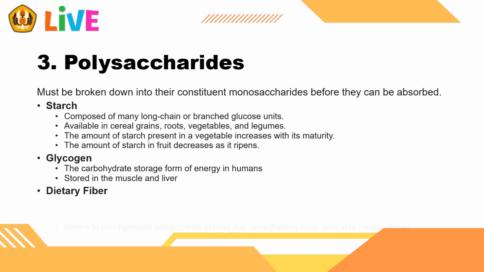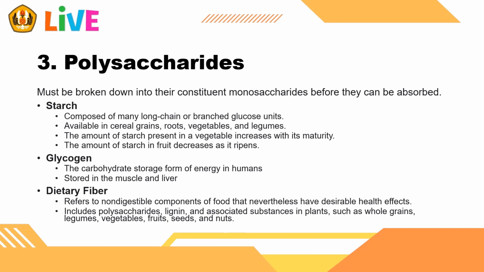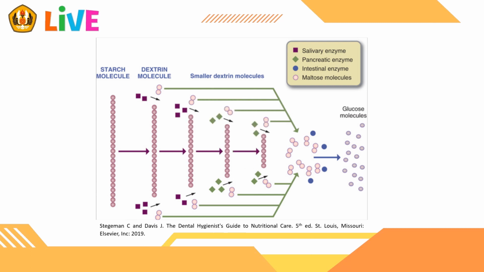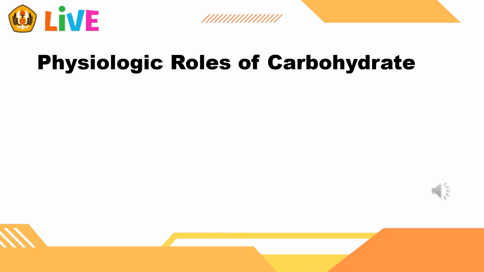Fiber refers to components of food that cannot be digested and absorbed by enzymes in the gastrointestinal tract, but have desirable health effects. Dietary fiber includes polysaccharides, lignin, and associated substances in plants, such as whole grains, legumes, vegetables, fruits, seeds, and nuts. This figure shows the breakdown of a large starch molecule in digestion. Complex carbohydrates are broken down into dextrin, or long glucose chain molecules, by the digestive enzymes until the end product, glucose, is absorbed.